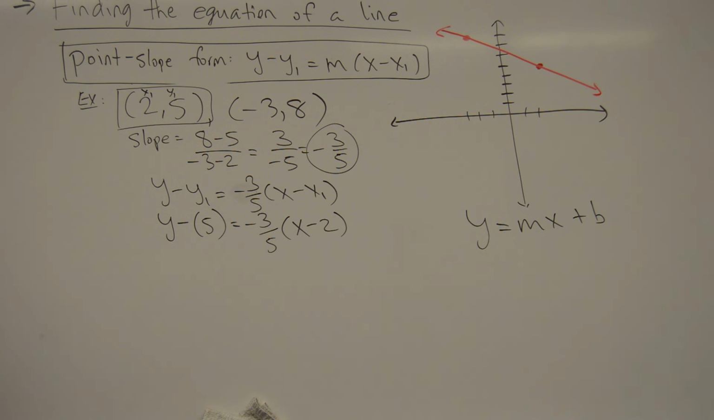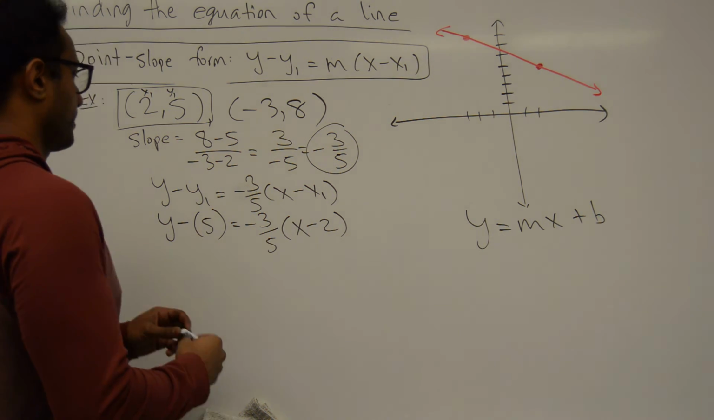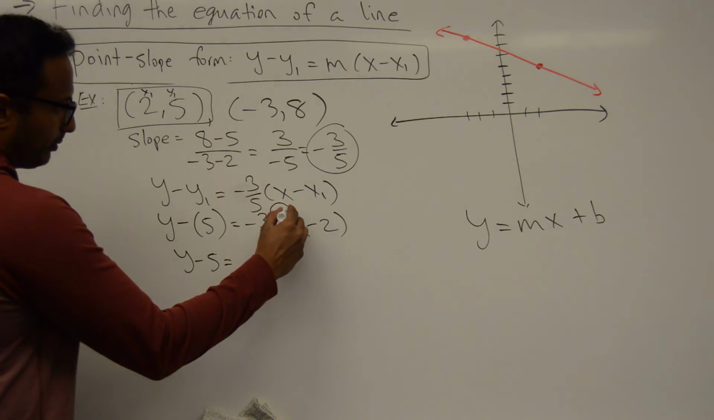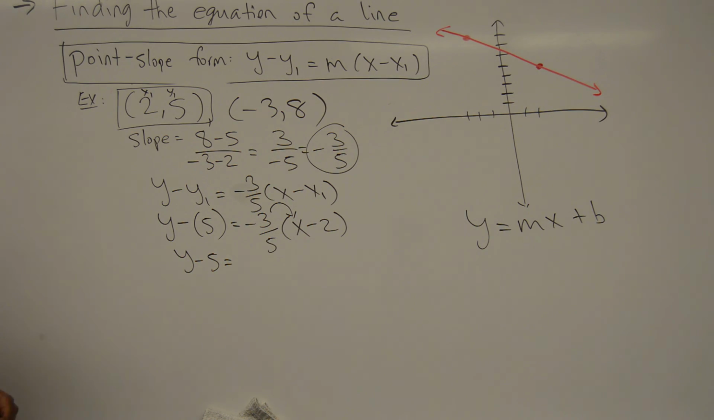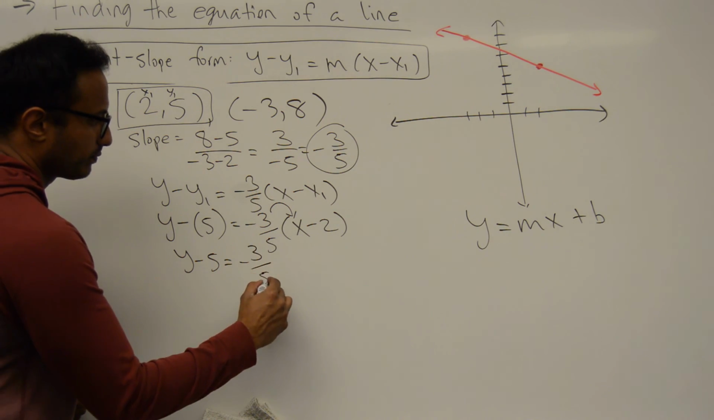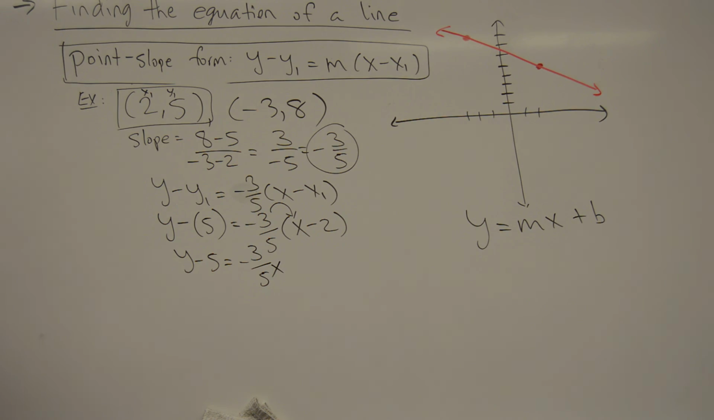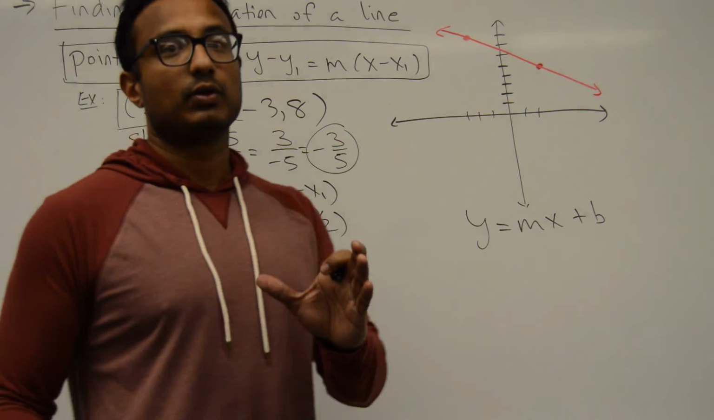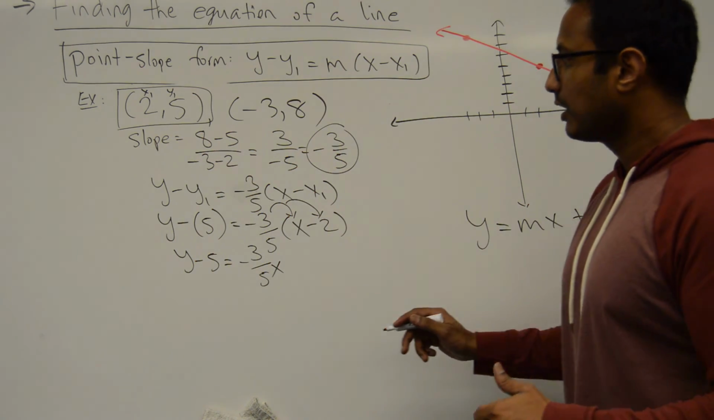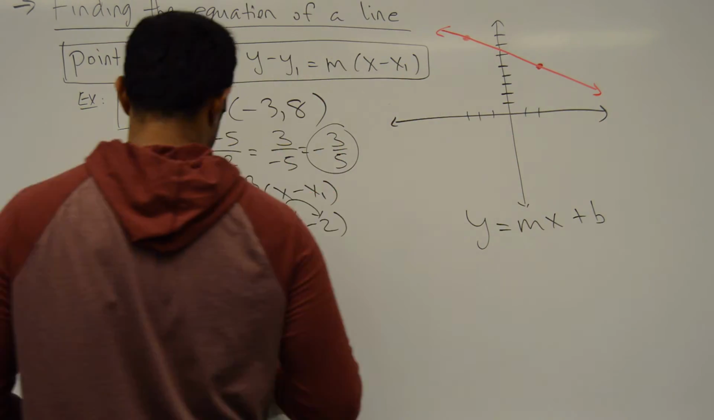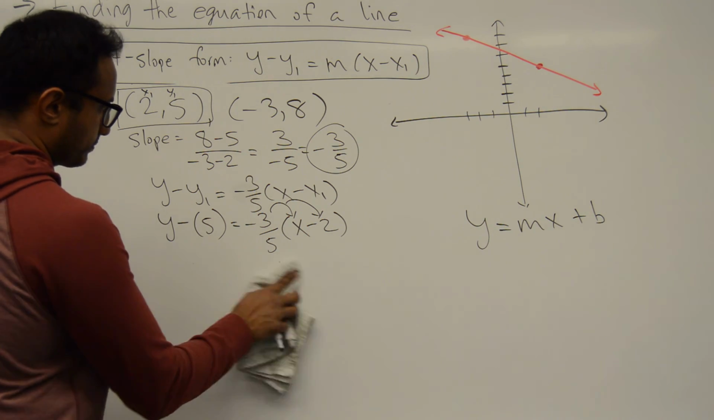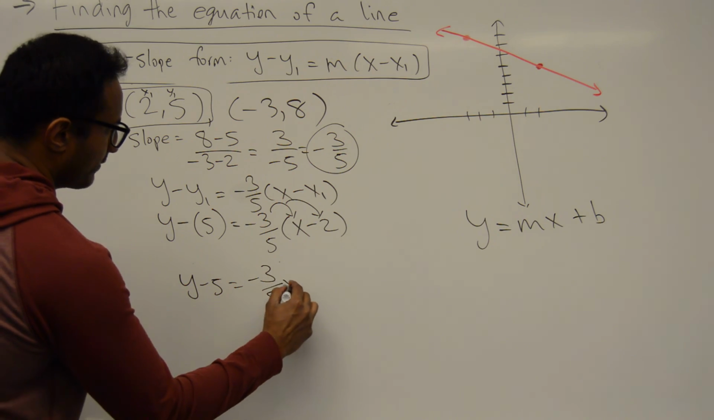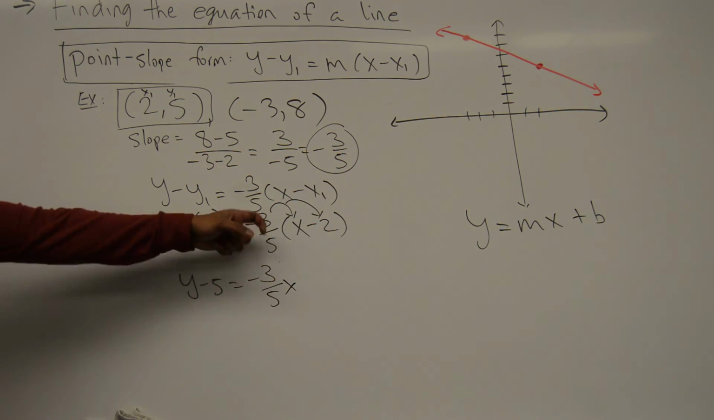Now we're going to be dealing with some fractions, so get ready. Left side is fine, it's y minus 5. On the right side, you multiply negative 3 over 5 times x, and this will give you negative 3 over 5x. Then you multiply negative 3 over 5 times negative 2. So, word of caution when you multiply fractions. Let me move this down a little bit. So this was y minus 5 equals negative 3 over 5x. So far, you just multiplied the negative 3/5 times x.